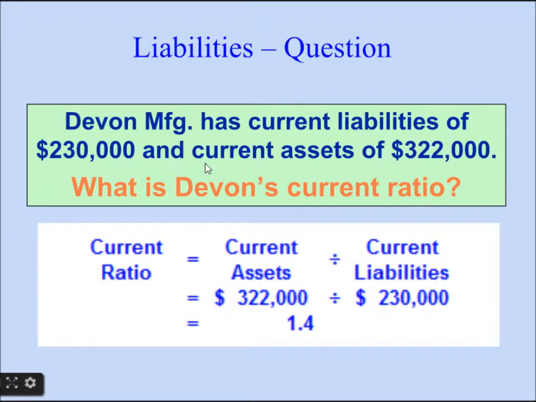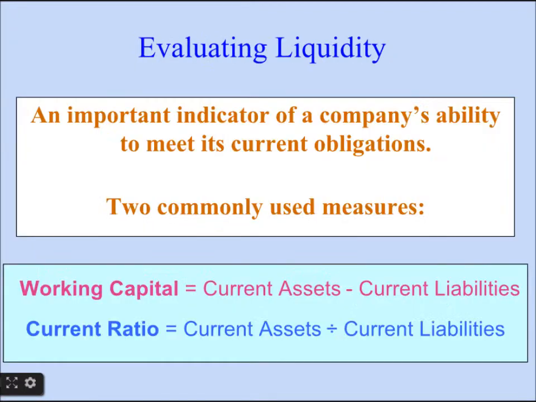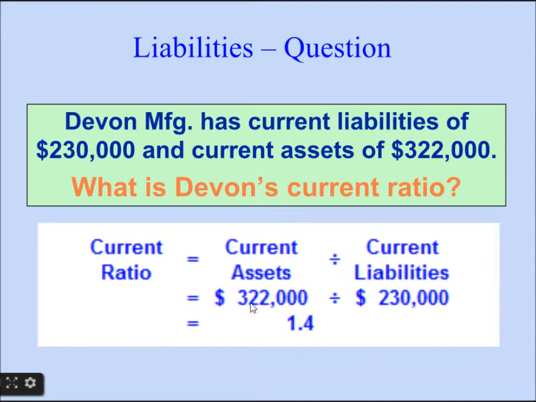Let's see an example to understand the current ratio. Devon Manufacturing has current liabilities of about 230,000 and current assets of 322,000. What is Devon's current ratio? Current ratio is current assets over current liabilities, as we saw before. So we can just put the value of current assets, which is 322,000, over 230,000, which is current liabilities. So the answer we will get is 1.4.